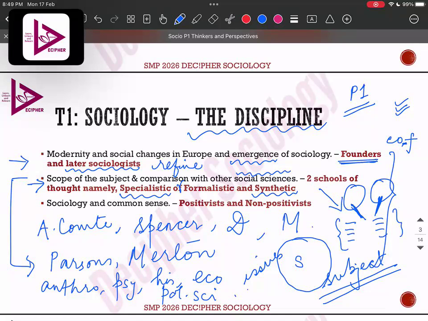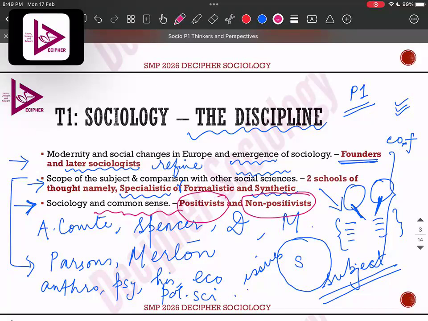Now, most important, the third type was the struggle between sociology and common sense. There were people who said that sociology has commonalities with common sense, and there were some people who said no, sociology is different from common sense, there is no similarity. So this debate goes on till today. This is a very interesting debate because it divided the thinkers into two teams, we can say.